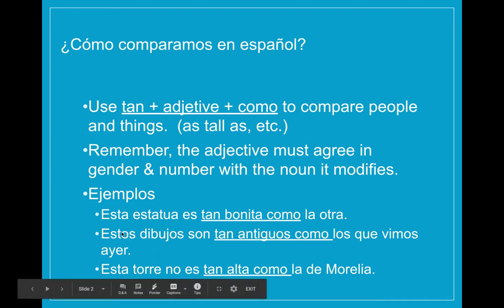And then one more example. Esta torre no es tan alta como la de Morelia. This tower is not as tall as the one from Morelia. Tower is feminine. So esta torre, tower is feminine, so alta is feminine. So again, we're using tan plus an adjective plus como to say that something is as pretty, big, whatever, as something else.